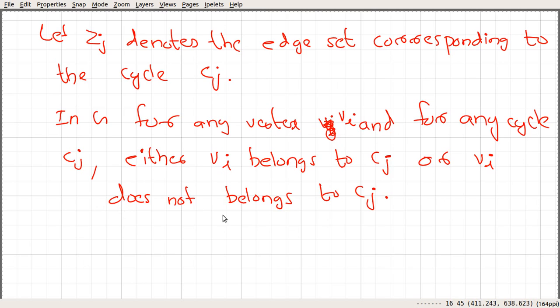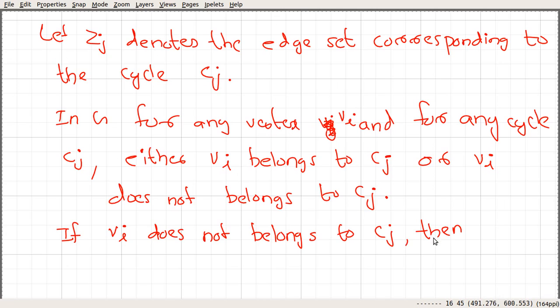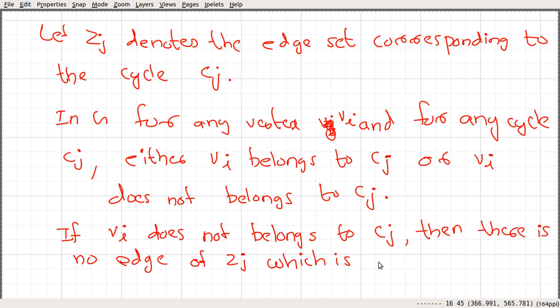Okay, so here we can see that if Vi does not belong to Cj, then there is no edge of Zj which is incident on Vi. Okay, and that's how this Zj is chosen. So we can very easily see that if Vi does not belong to Cj, in that case there is no edge of Zj which is incident on Vi. Okay, so that's very easy to see anyway.